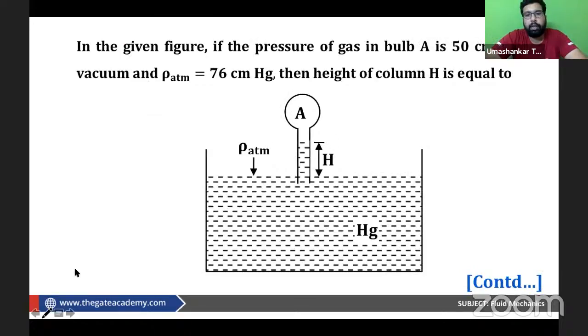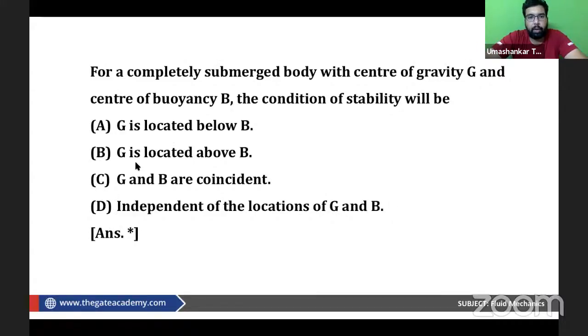Very simple question. See, pressure inside the bulb is given in terms of mercury. The liquid column is of mercury. So both will be getting the same solution. Right, my dear? Okay, now let's see this question.